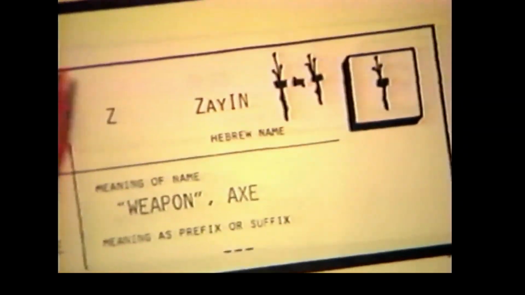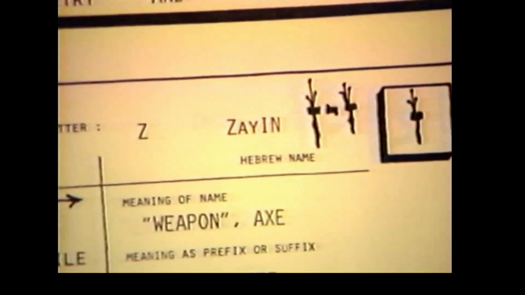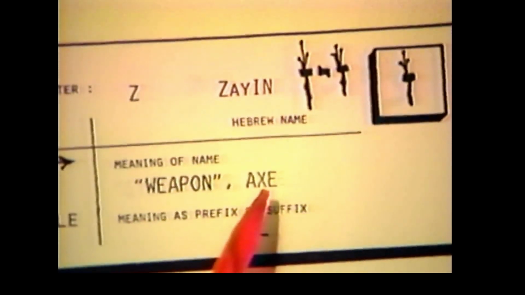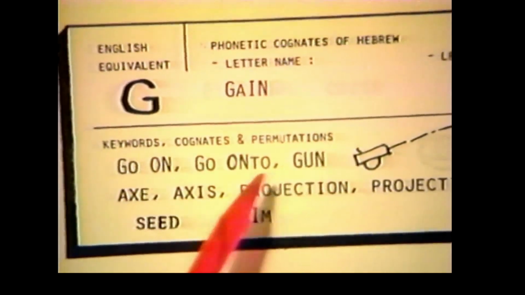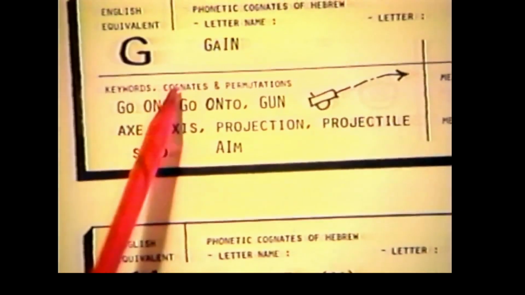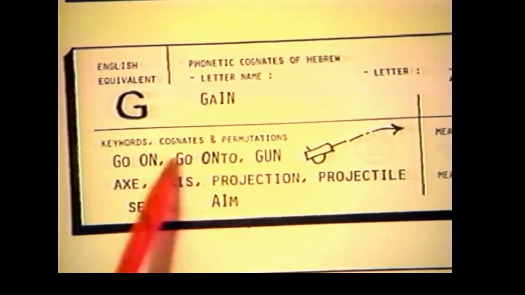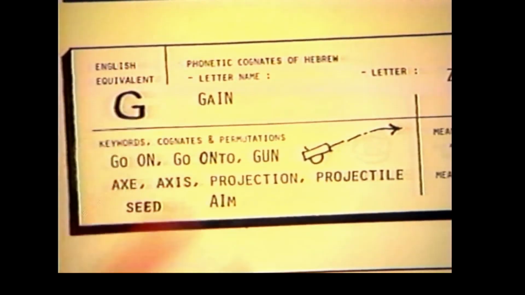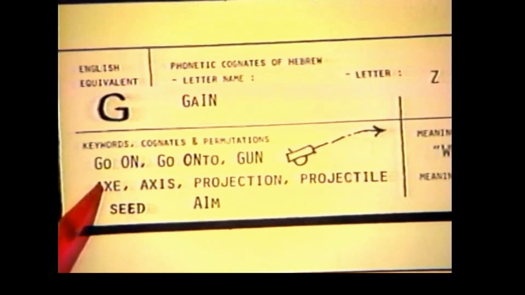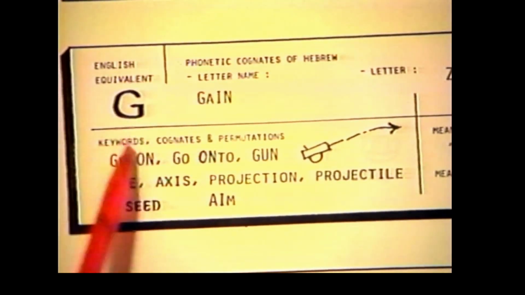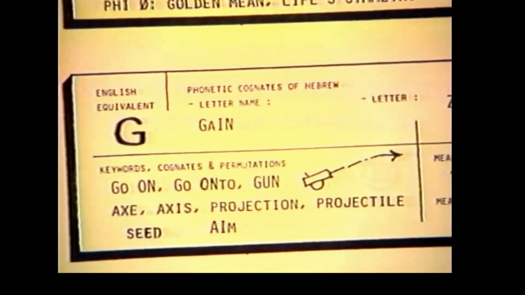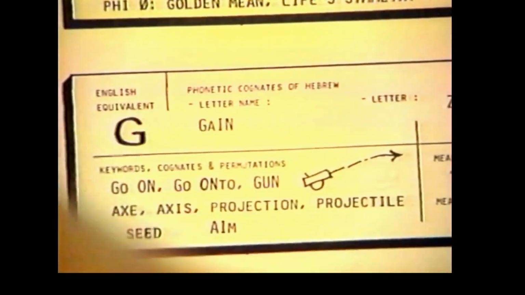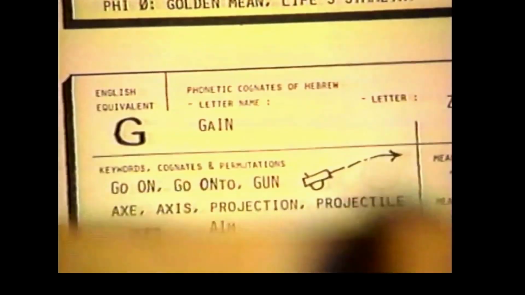Zayen in Hebrew, pronounced Z, but really cognate to our letter G, is a weapon or an axe. If we go over to its English equivalent, if we replace the Z sound with the G sound, then it's a gain, or a gun, or to go on into, to go into. An axe not in the sense of a weapon, but in the mathematical sense, an axis. Aim or a projection or a projectile, the thing thrown. It's a projection outward or inward, but it's the idea of projection.